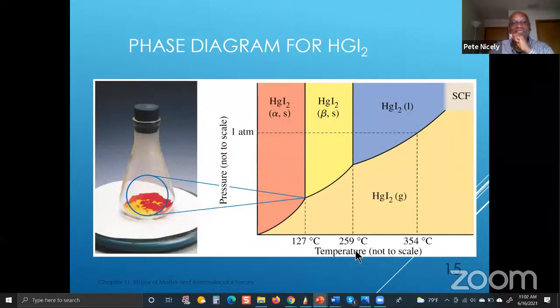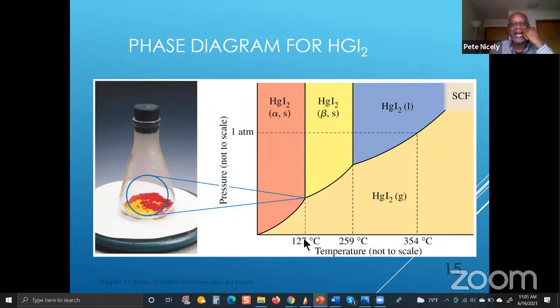So here is, for example, the phase diagram for this compound, which is mercury 2 iodide. And as you can see, it's a bit of a departure from what we saw before, because mercury 2 iodide can exist in two different solid states, right? You have the alpha form and the beta form. So that kind of makes some changes to the phase diagram, as you can see here. Otherwise, it's pretty much the same, all right, as what we saw before.